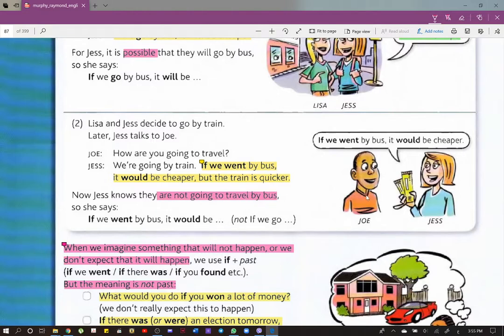We can't say this is impossible. Why? Because although they bought a ticket, they can return them and then use the train. Okay? But since they have already bought the tickets, it would be a little bit difficult. So we can't say it is impossible, but we say it is not possible.